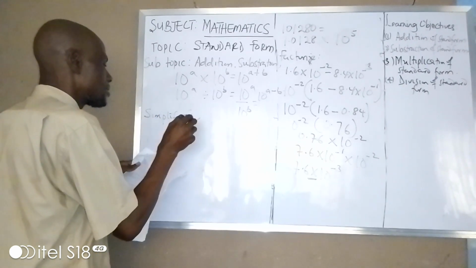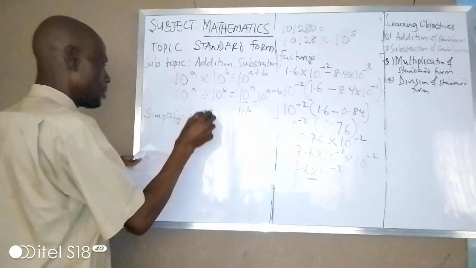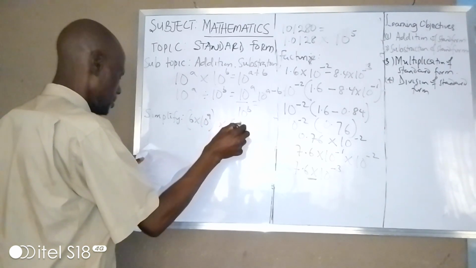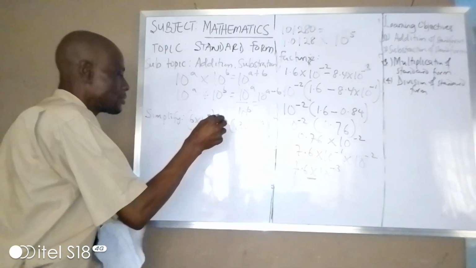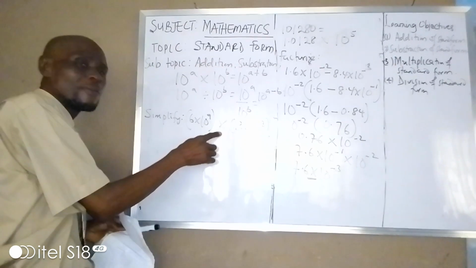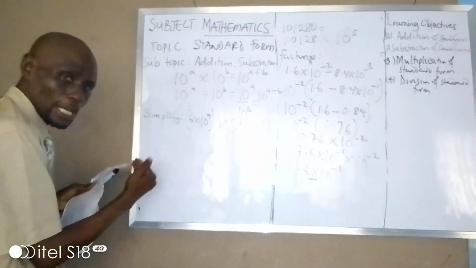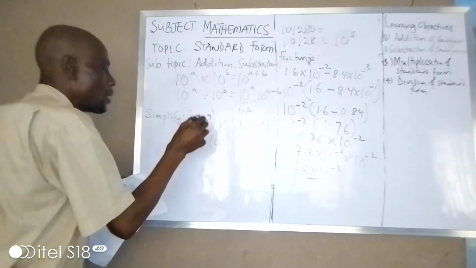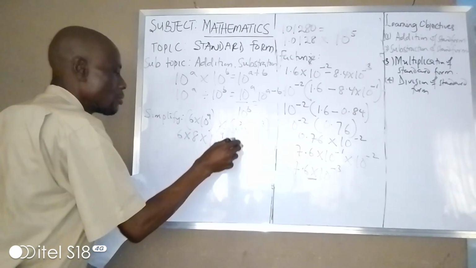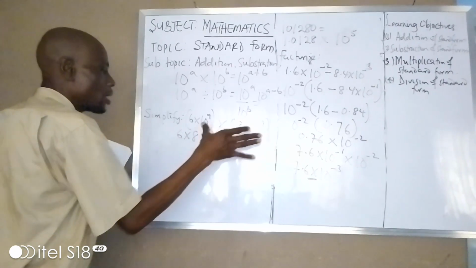We have the question 6 times 10 to the power 9, multiplied by 8 times 10 to the power 3. So how do you do this one? The first thing is to bring the numbers to one side. We have 6 times 8 multiplied by their powers, 10 to the power 9 times 10 to the power 3. That's the first step. You bring their numbers together and you bring their powers together.